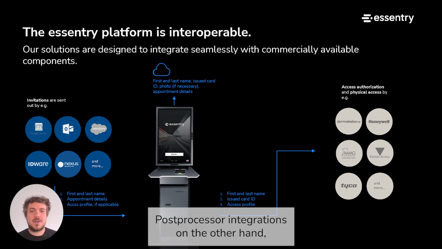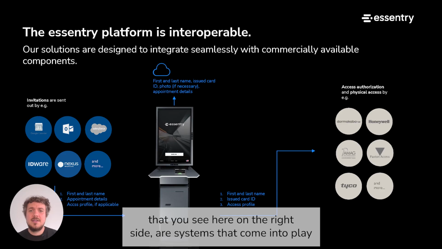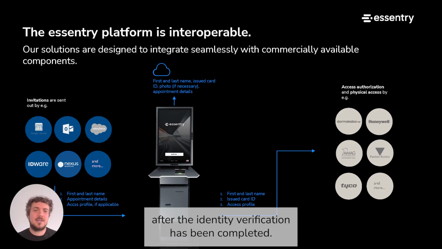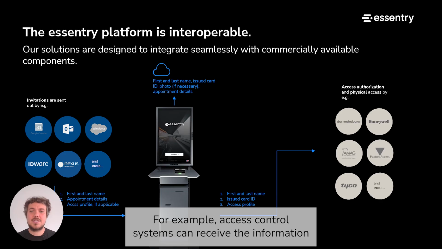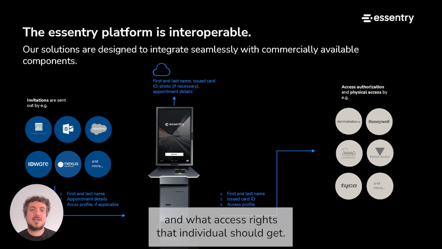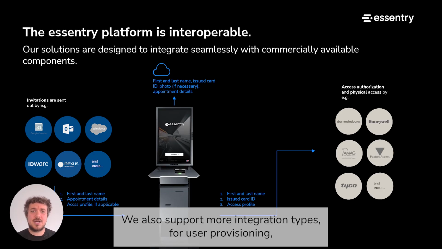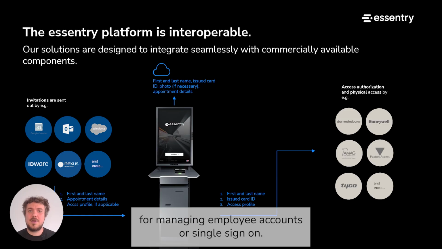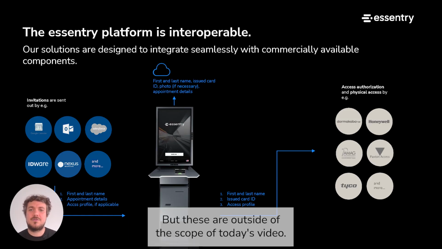Post-processor integrations, on the other hand, that you see here on the right side, deal with systems that come into play after identity verification has been completed. For example, access control systems can receive the information that somebody has been verified, which card number they received, and what access rights that individual should get. We also support more integration types, like user provisioning for managing employee accounts or single sign-on, but these are outside of the scope of today's video.